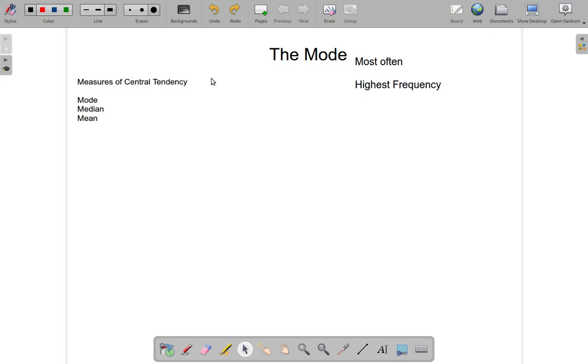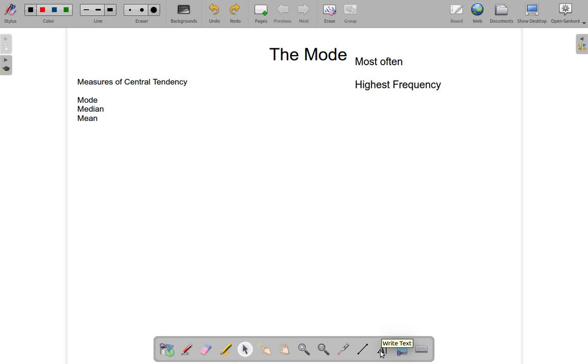Three common ones are the mean, median, and the mode. At least that's the order in which I usually hear them being mentioned. But we want to look at the mode first, then the median, and then the mean. Now, the mode is the value that occurs most often. In other words, it has the highest frequency. It is there more often than any other value.